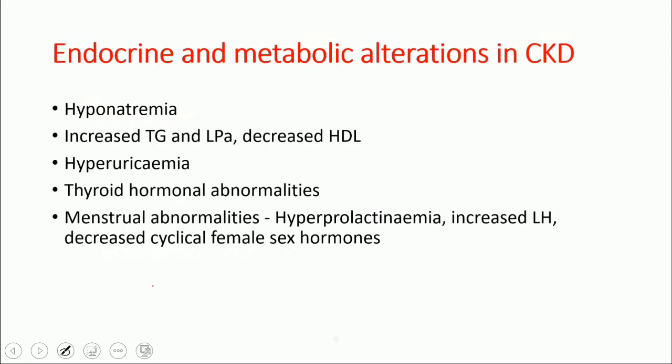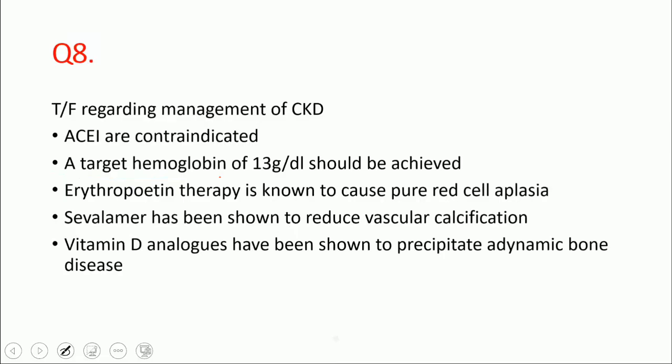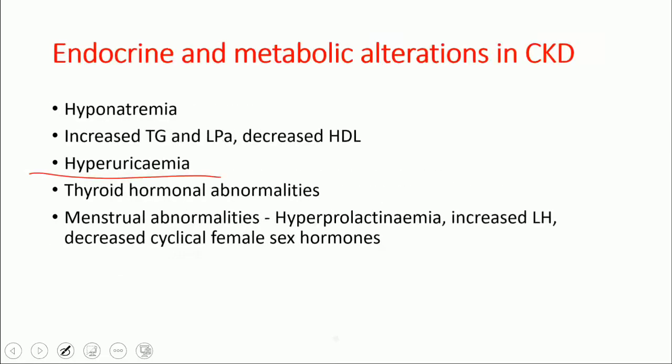So I have given you in this slide all the endocrine and metabolic alterations you can get in CKD. Like hyponatremia is very common. You already know that hyperuricemia is common. Thyroid can go down or up, various things can happen, but it mostly leans towards the hypo side. Right? So this is just for your reference. Any questions up to now?